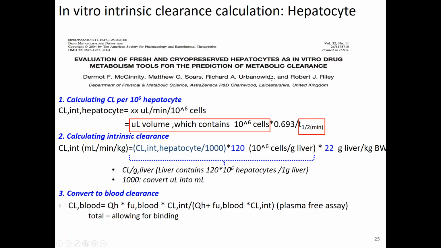Alternatively, you could start with in vitro hepatocytes, and this is a paper that was used as the reference for this. In doing the calculations here, we first calculate clearance per million hepatocytes. So the first calculation is to adjust the half-life to give you a clearance per million hepatocytes, and then in a similar way to previously, we calculate Clint as milliliters per min per kg based on the number of cells per liver, and also the liver weight per kilogram of body weight, and then converting to blood clearance similarly as for the microsomes.